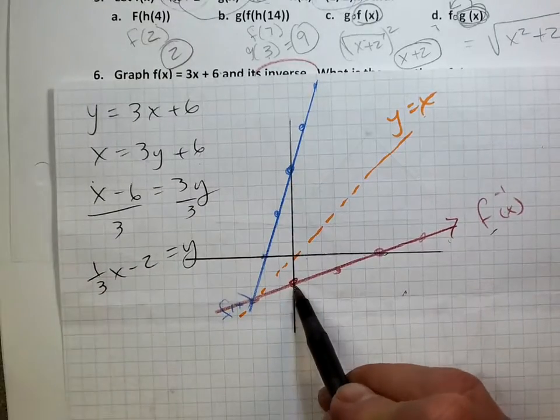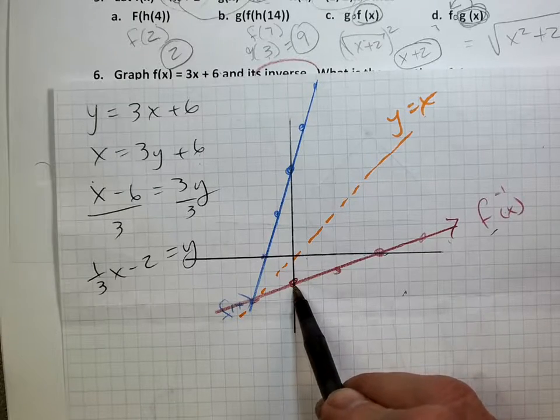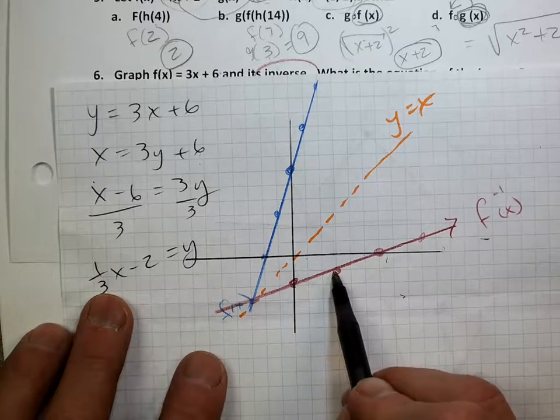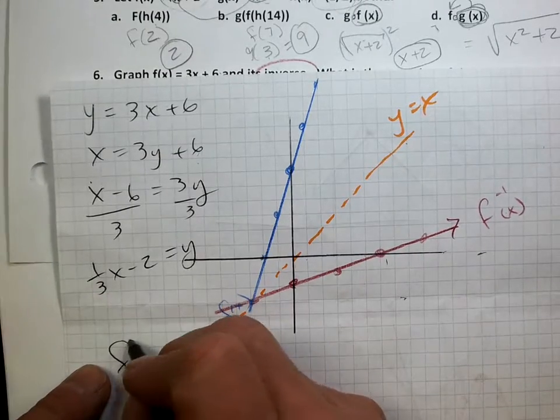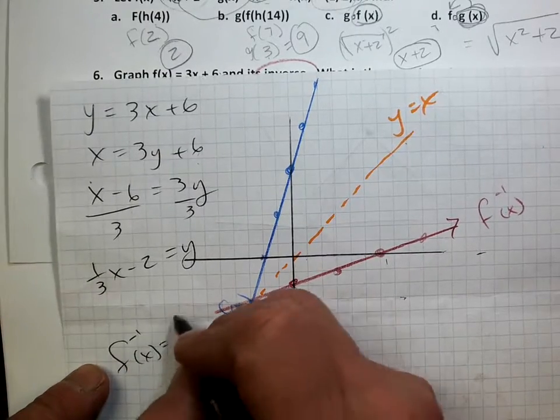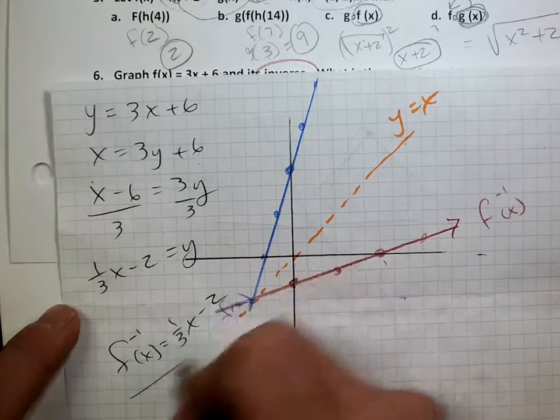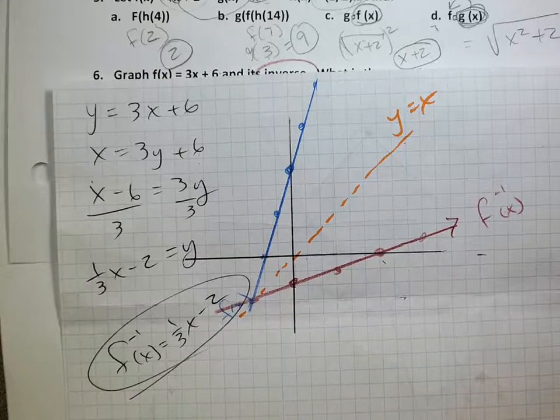And sure enough, that kind of makes sense, doesn't it? Take a look at my graph. Start at -2, up 1 over 3, up 1 over 3, right? Perfect. It's exactly what I want. So we'll say f inverse of x is equal to 1/3 x minus 2. How's that? That's my inverse equation.